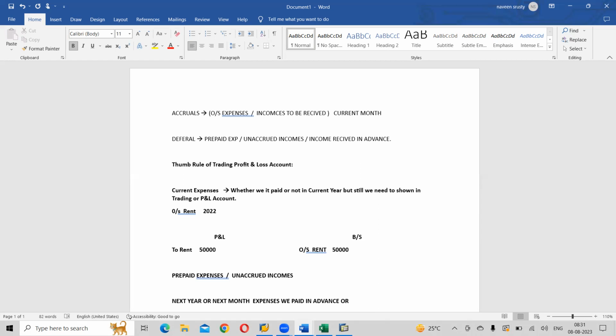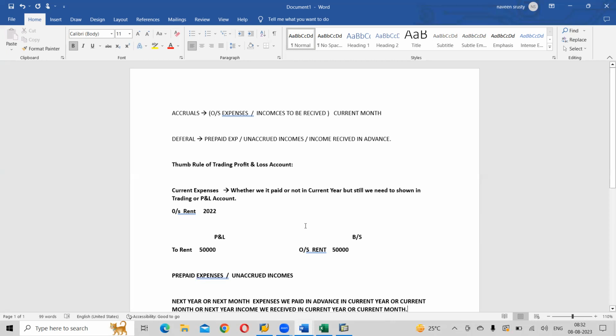Or next year income paid in advance in the current month or current year. Clear? Or the current year or current month, we received next year's income in the current year or current month. Understood? This is called prepaid expense. Then it is considered as an unaccrued income or income received in advance.